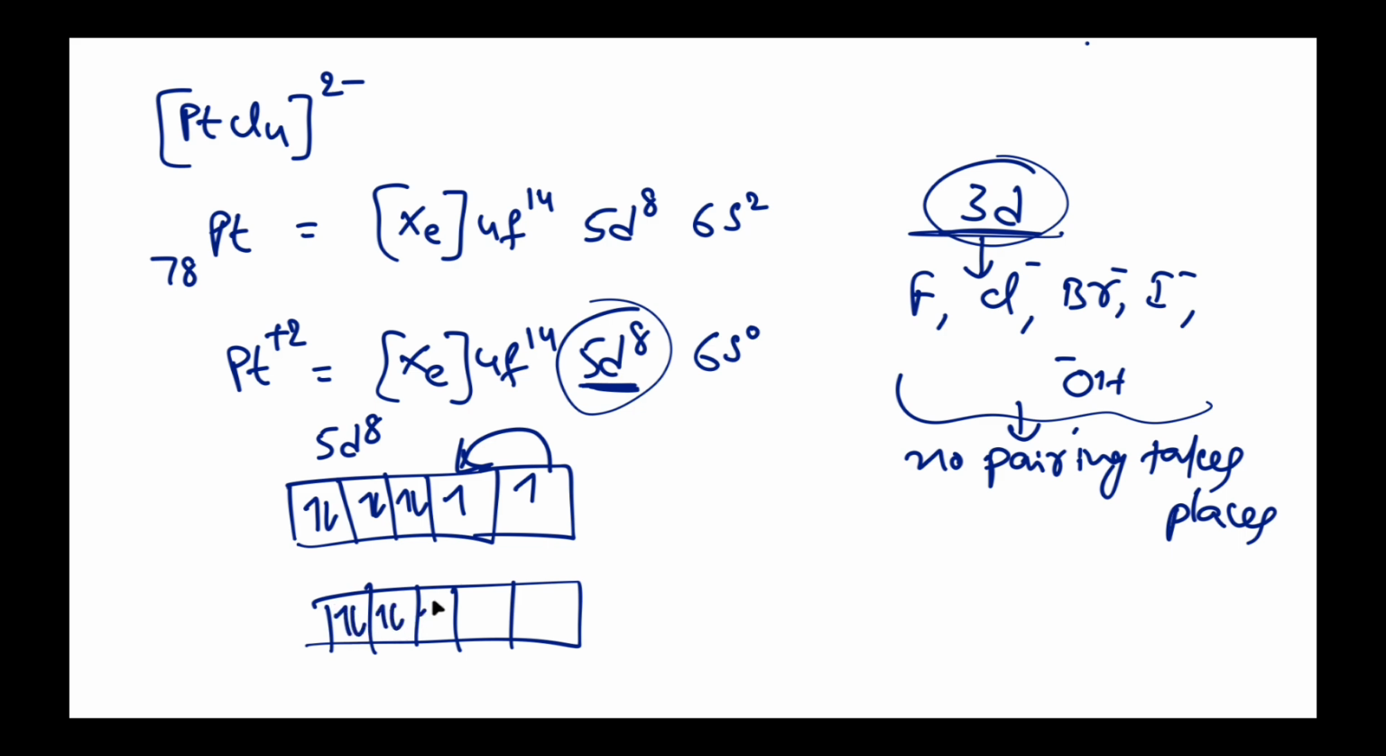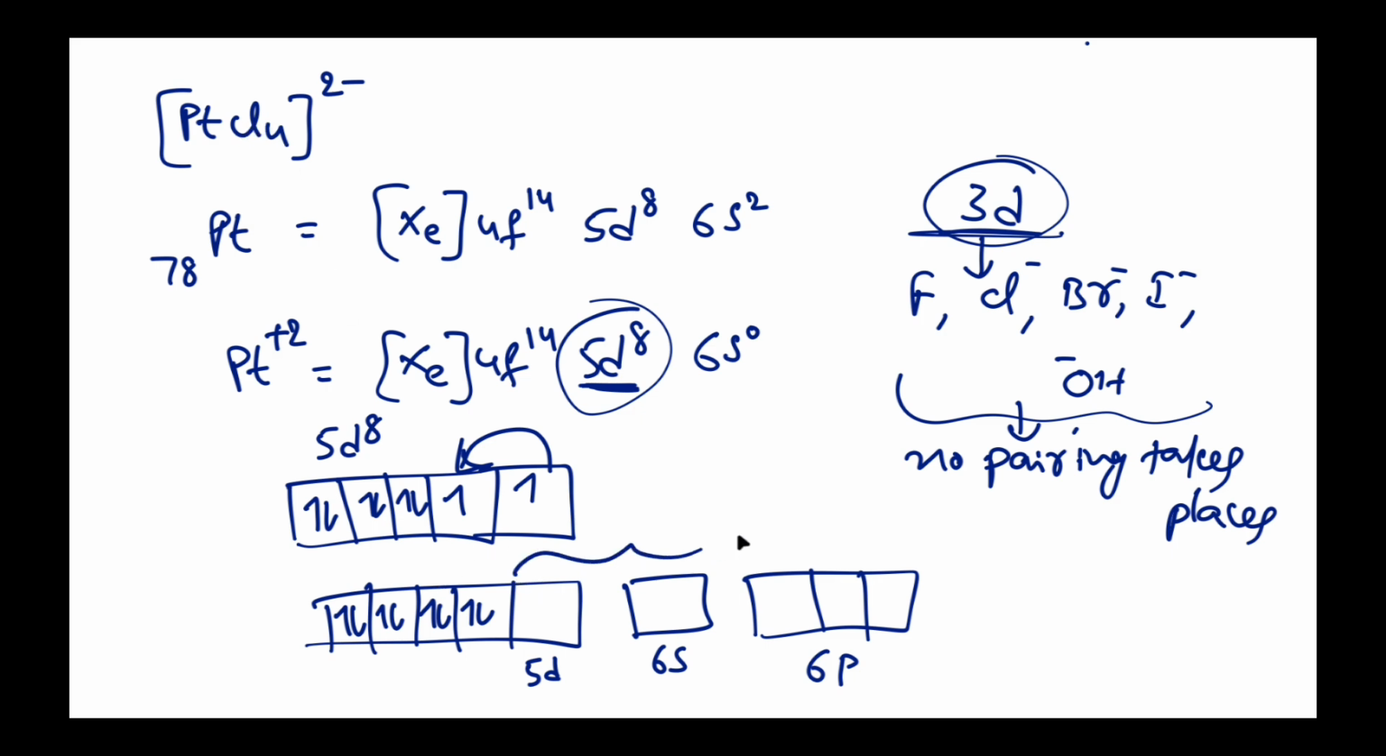So one d orbital is still available for bond formation. This d orbital, then 6s and p orbitals undergo hybridization. So now what is the coordination number? 4. So how many chlorine atoms are there? 4. So we require 4 orbitals. So one 5d, one 6s and two 6p orbitals undergo hybridization to form dsp2 hybridization. So in PtCl4 2 minus, platinum undergoes dsp2 hybridization.